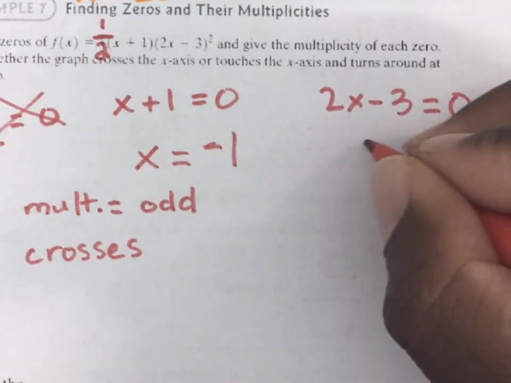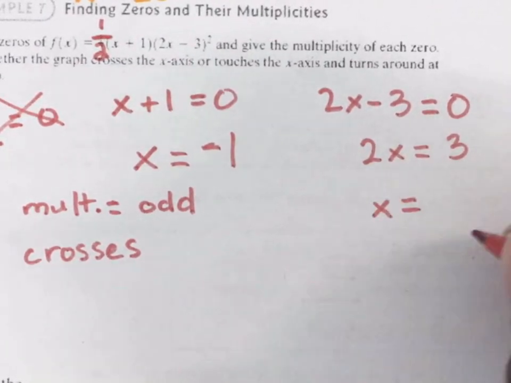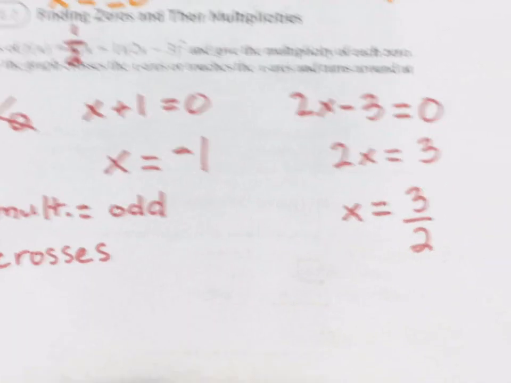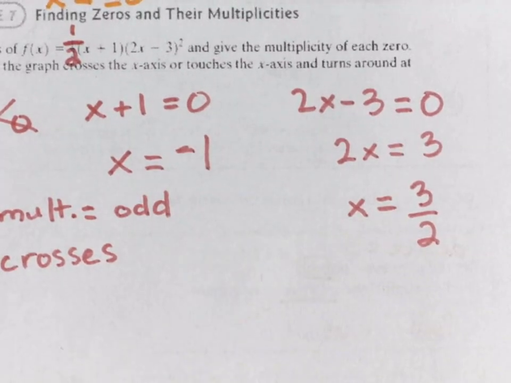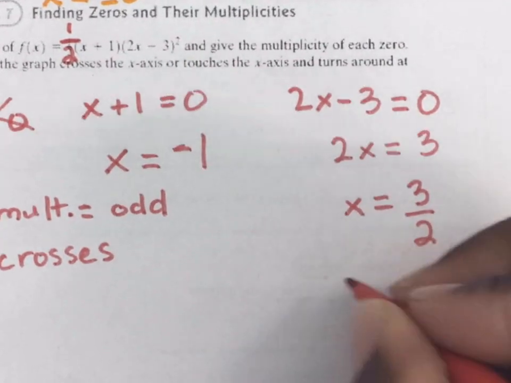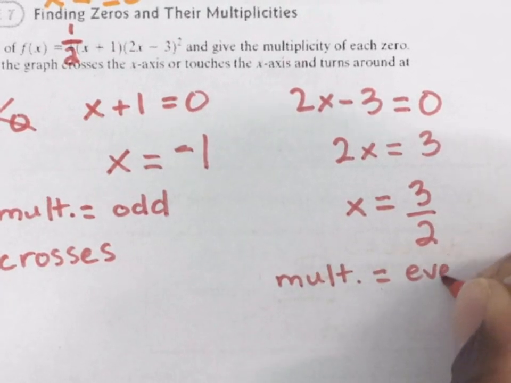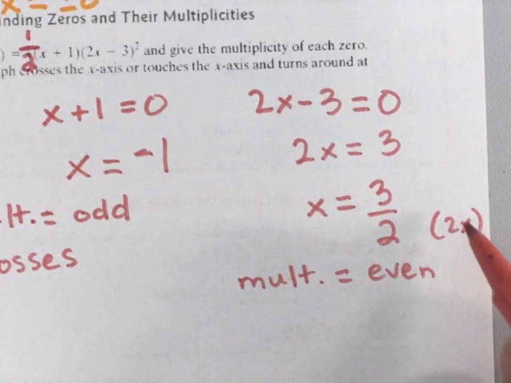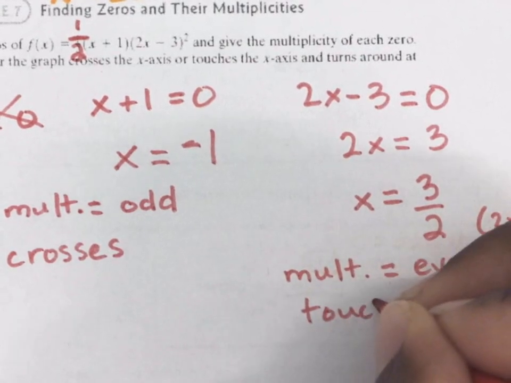Here I add 3. Then I do what? Yep, divide by 2. 3 over 2. How many times do we get this answer? Twice. So the multiplicity is even. We got this 2 times, multiplicity is even. That means it touches and it goes back.